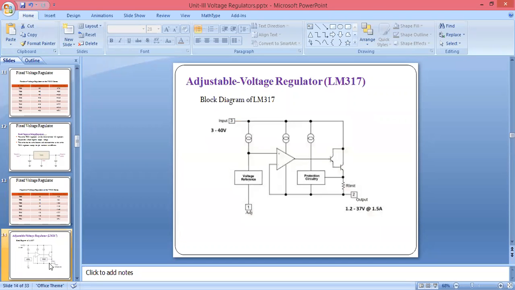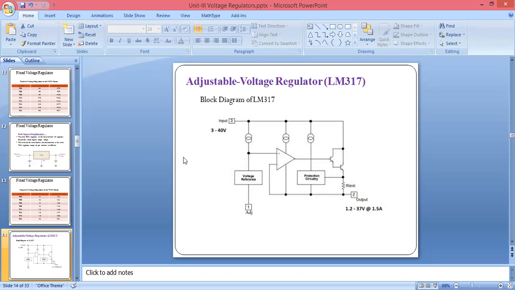So what we are saying, we have different types of voltage regulators, that are fixed voltage regulator and the variable. So in our syllabus, in fixed voltage regulator, we have to see 78xx and 79xx. So we have studied all this. Another type of voltage regulator, we are saying it is a variable. So we can say it is an adjustable voltage regulator.